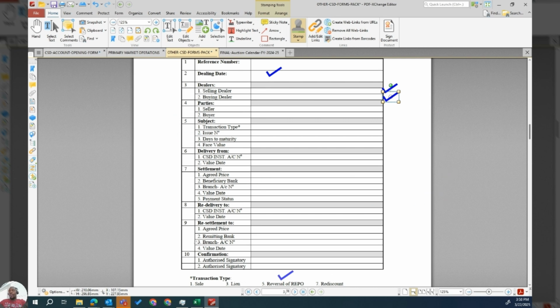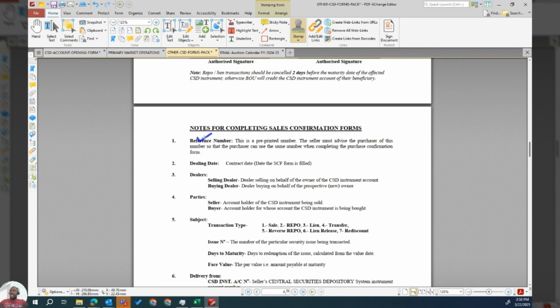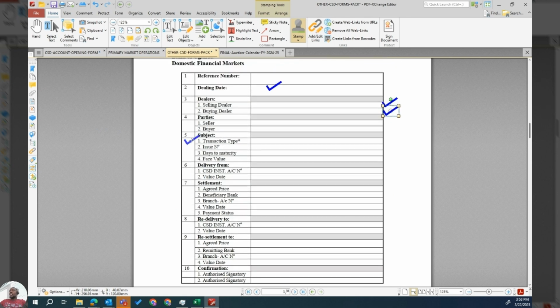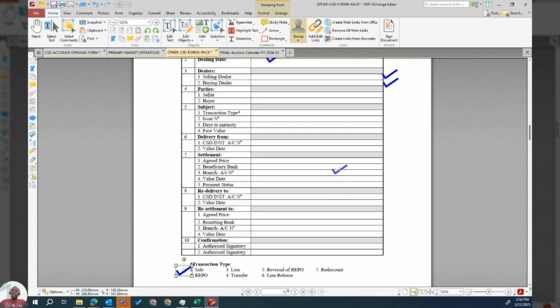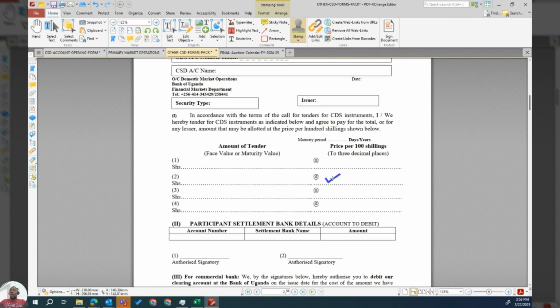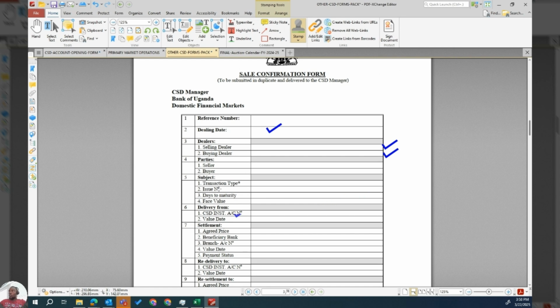One day we shall come back and go through a live example on how to fill this up correctly. So this is the form you have to fill up, and it's the same form you fill up if you are selling. If you are selling a bond, you fill it up here and tick the transaction here that I'm selling, in case you want to sell your bond to the secondary market. So these two forms are important. They are uniquely different. The primary auction form looks like this. The secondary form looks like that.